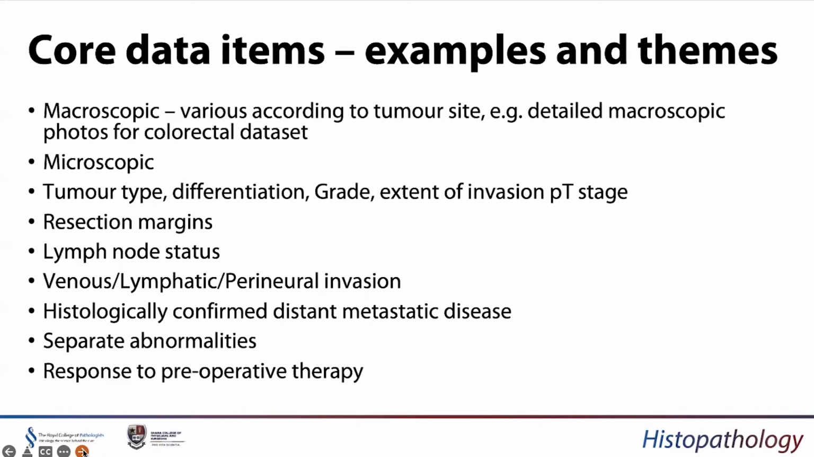So the core data items, these are examples of the types of things. As I said, you might have macroscopic core data items according to tumour site, and microscopic, so that would include tumour type, differentiation, grade, pT stage if applicable, for example in colorectal, resection margins, lymph node status. These are just examples. Obviously, each tumour site will have specific core data items for microscopy that you'd refer to, depending on the case that you're reporting.